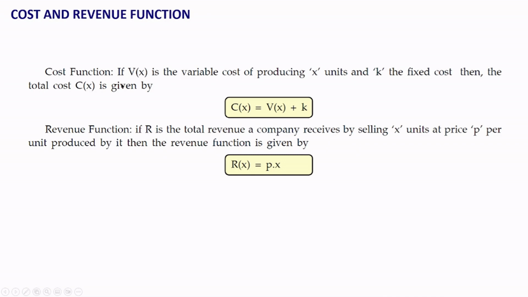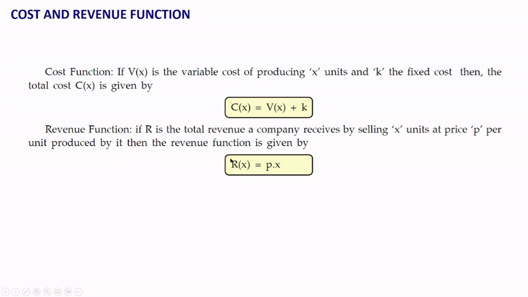Next we have the cost and revenue function. The cost function is given by: if v of x is the variable cost of producing x units and if k is the fixed cost, then the cost function is given by the sum of variable cost and the fixed cost. Next we have the revenue function.